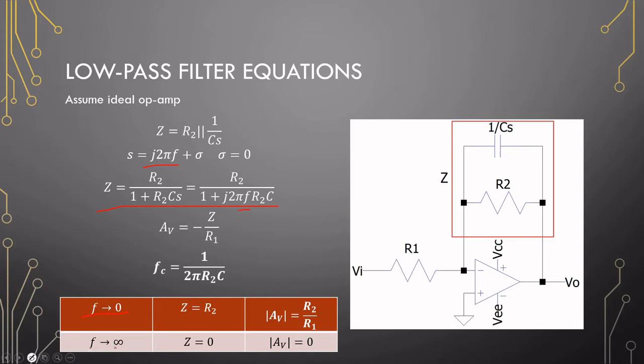If we move F towards infinite, this term will become much greater than 1, and we will be dividing R2 with a huge number. So we're not dividing by infinite, we're just dividing by a big number. So Z will basically become 0 at some point. And that means that our gain becomes 0. So this is describing a low pass filter quite well.